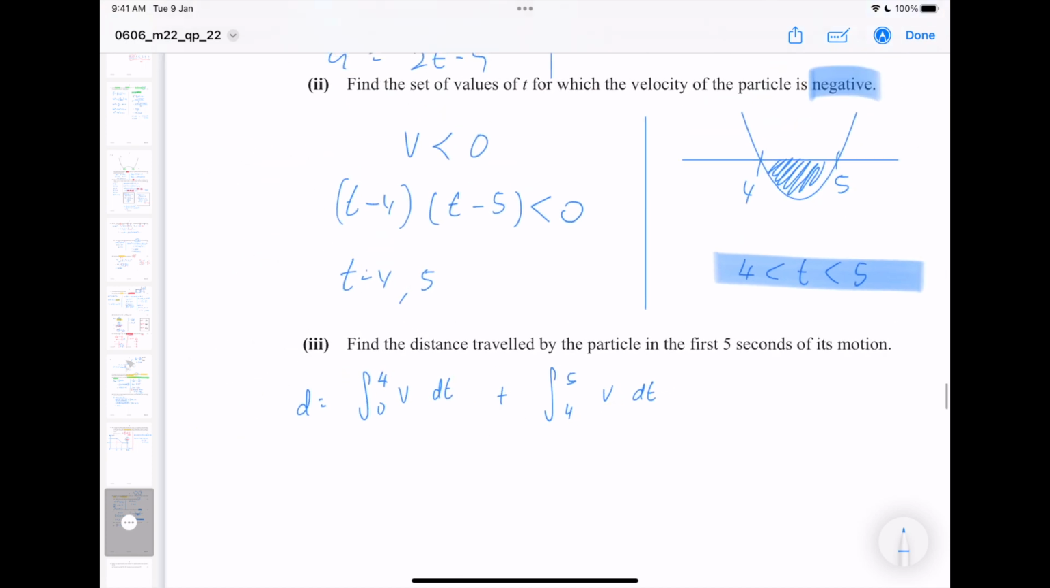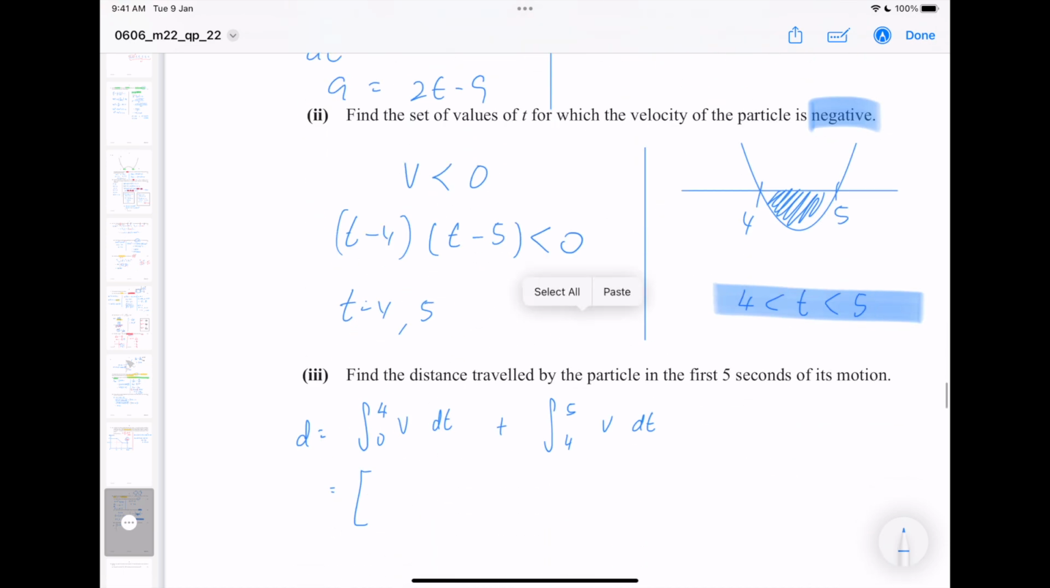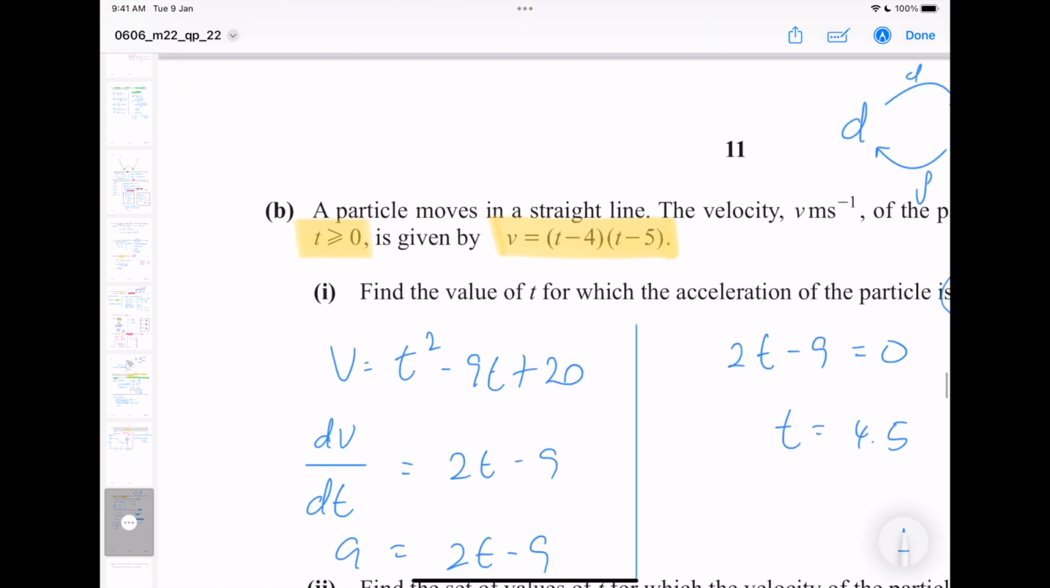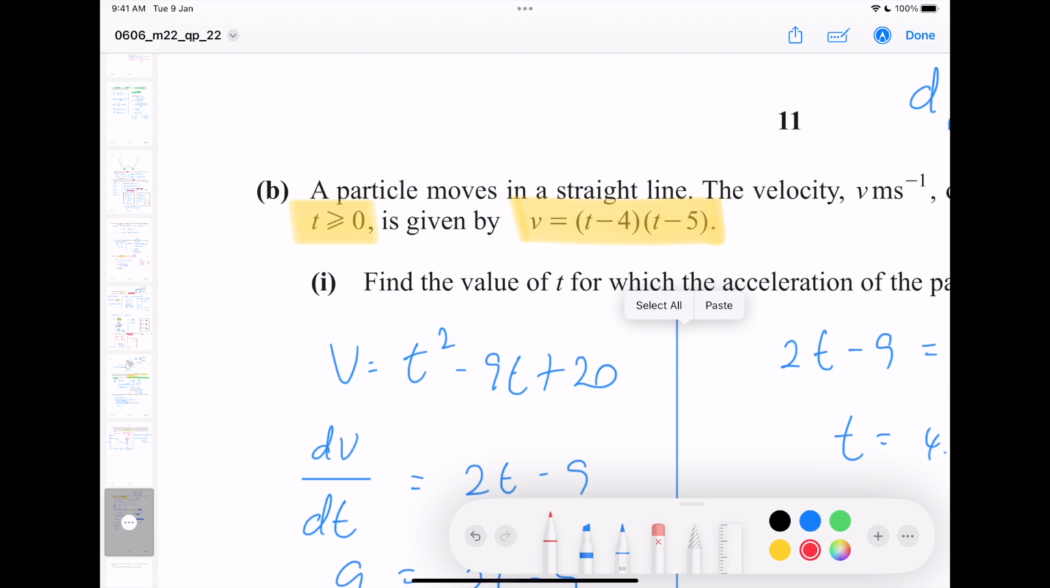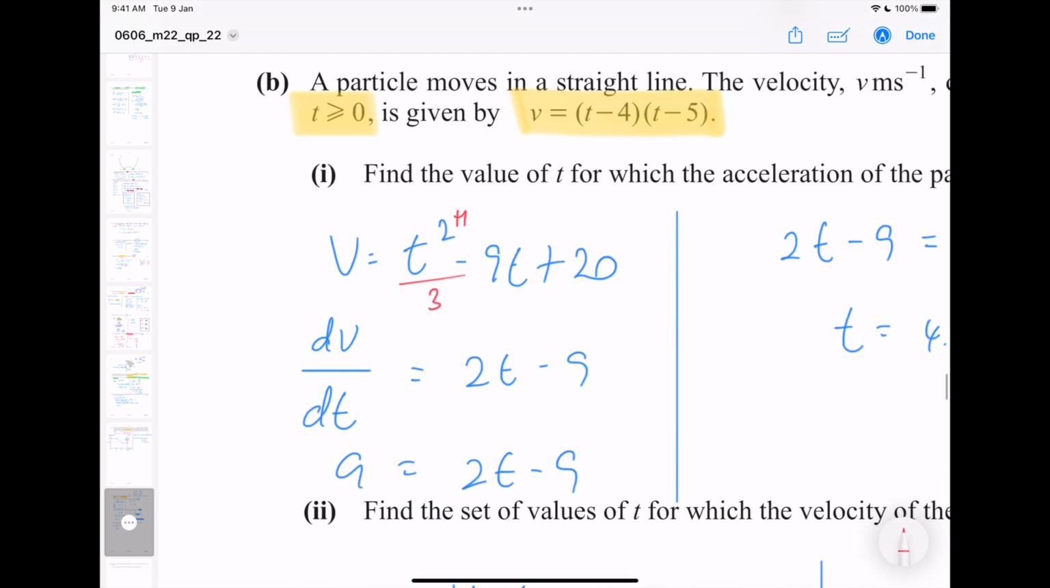Right. Let's integrate velocity. You're going to get t cubed over 3. To integrate, this is my tip: just add the power by 1 divided by the new power. Same thing, add the power by 1 divided by the new power.